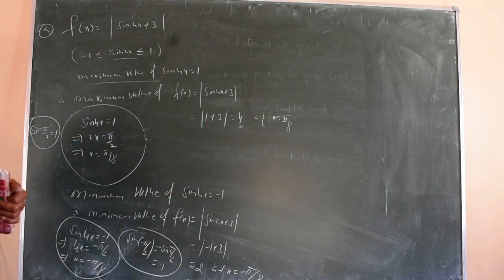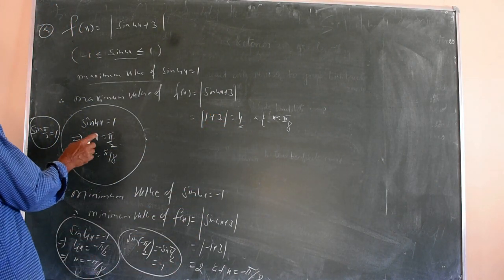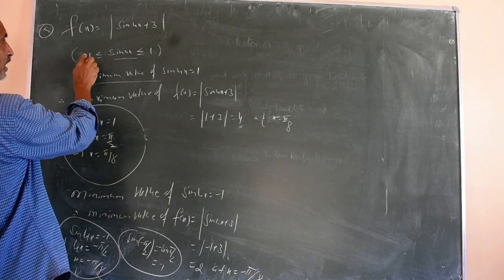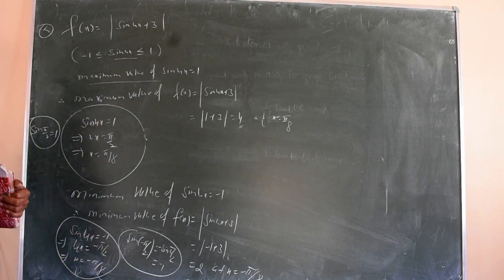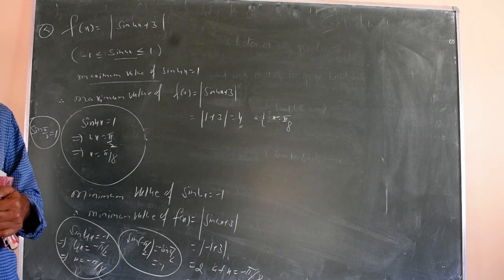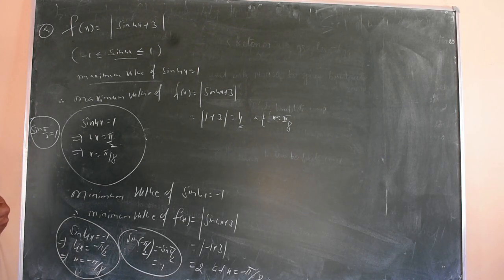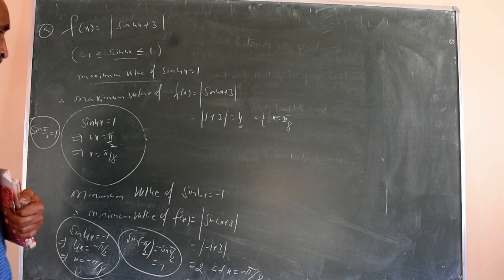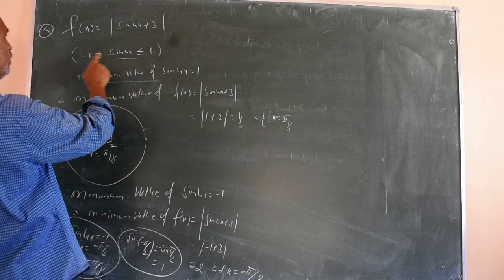Similarly, what is the minimum value of sin 4x? Minus 1. So sin 4x lies between -1 and +1. Not just sin 4x, but sin theta, where theta may be any angle. It could be 4x, x/2, or x. But the sin function and cos function values lie between -1 and +1. The maximum value of sin is 1, the minimum is -1.